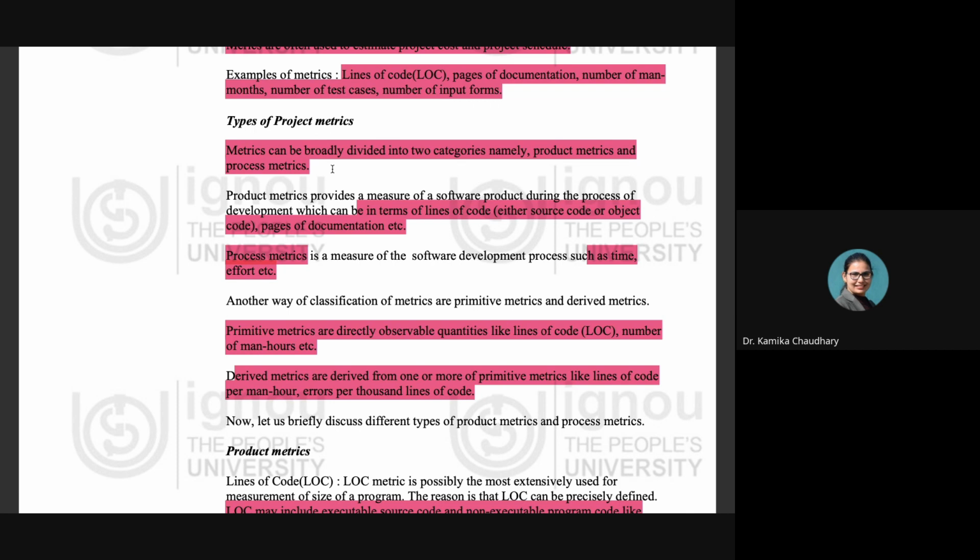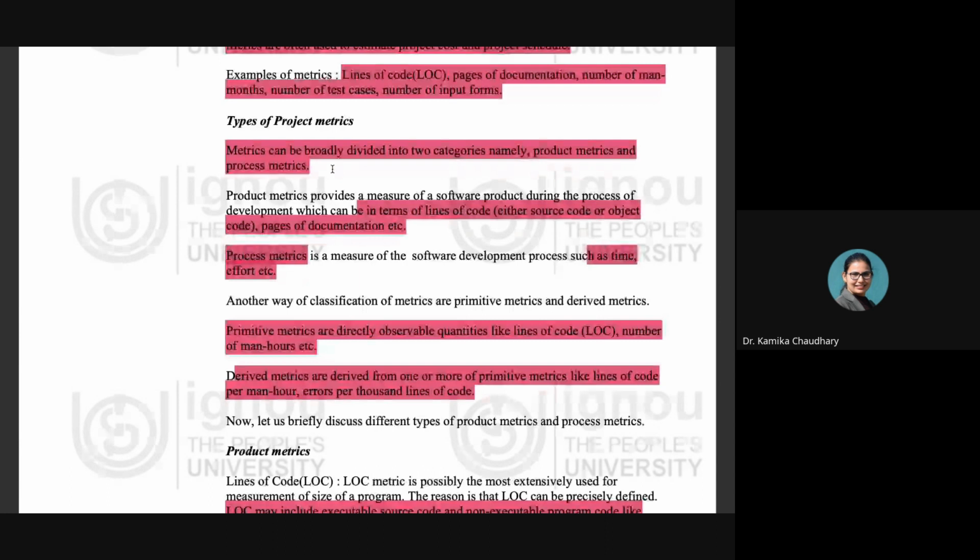So what comes under the product metric? It provides a measure of the software product during the process of development, which can be in terms of lines of code or pages of documentation. So product metric is going to measure the software product when it is in the development stage, right? And process metric is a measure of the software development process, such as the time and the effort: how much effort is being given into the development and how much time is being required. So examples of product metric are number of pages of documentation and lines of code, and examples of process metric are time and effort.